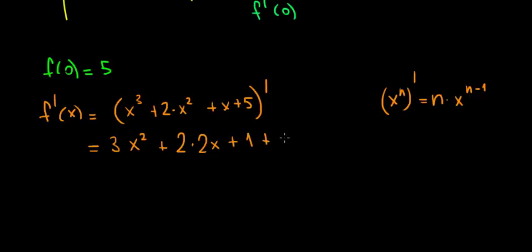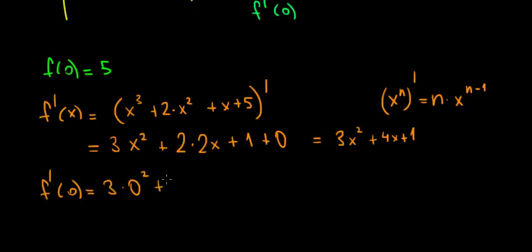What is the rate of change of a constant? Well, it does not change, it stays constant, so the derivative will be 0, which means the derivative overall is 3x squared plus 4x plus 1. But remember, we don't want just f prime of x, we want f prime at the point of 0. So f prime at the point of 0 is 3 times 0 squared plus 4 times 0 plus 1, and that's equal to 1, which means this is our slope.